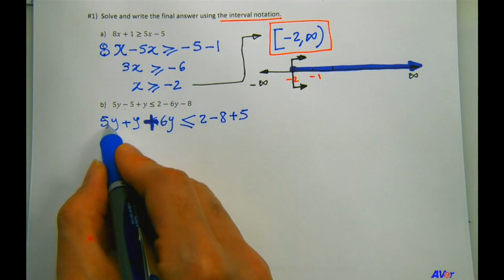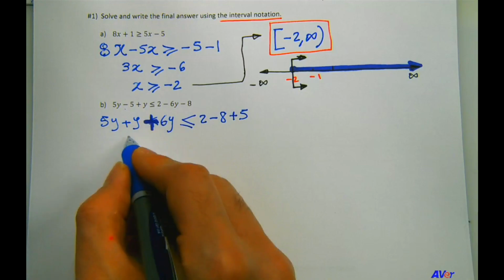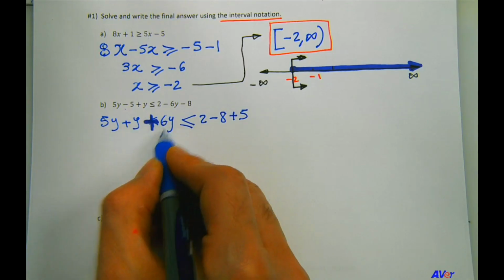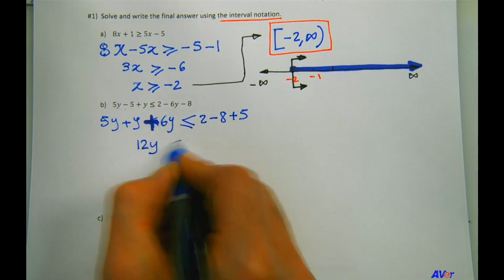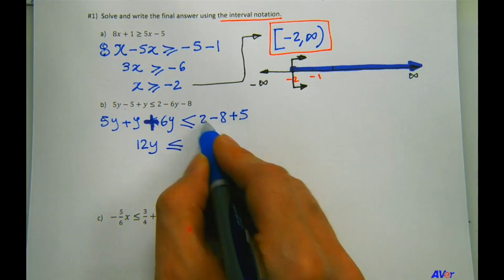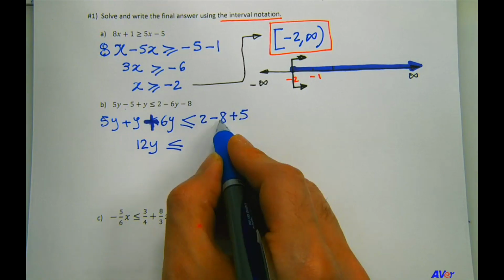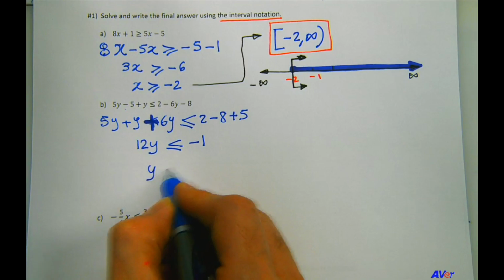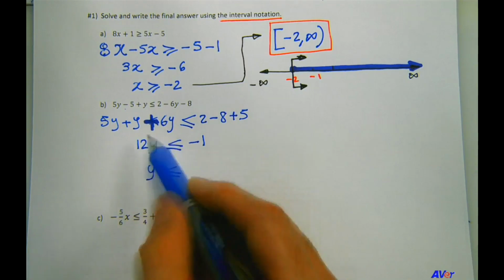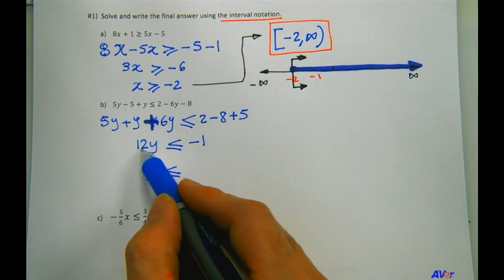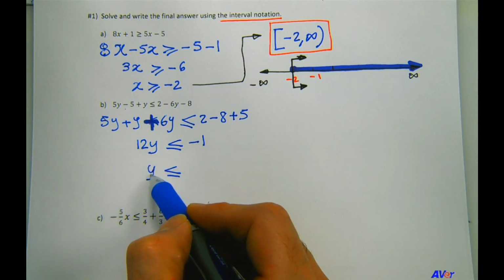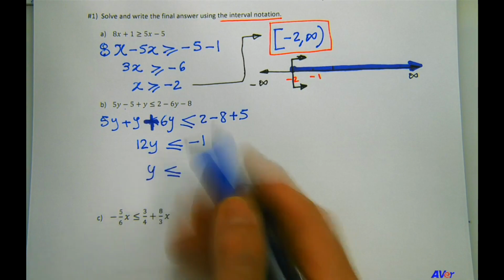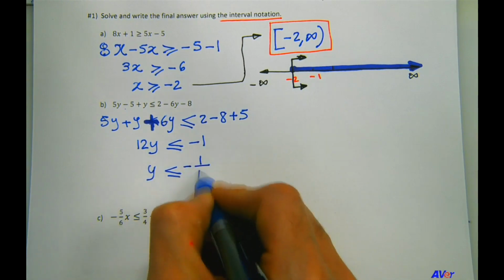Okay, so we add these together: 5y plus 6y is 6y, 6y plus 6y is 12y, less than or equal to 2 plus 5 is 7, minus 8 is -1. And then we're solving for y, so we need to isolate y. 12 is preventing y from being isolated. How do we get rid of the 12? We divide both sides by 12. So y is less than or equal to -1 over 12.